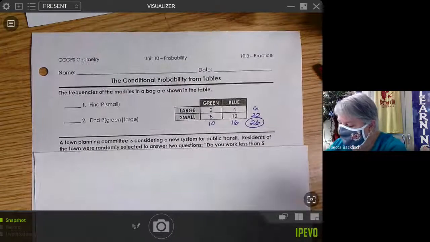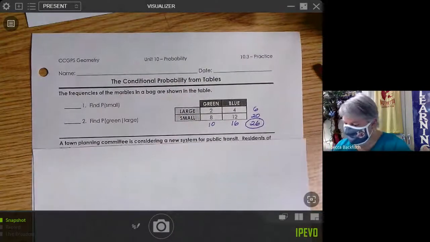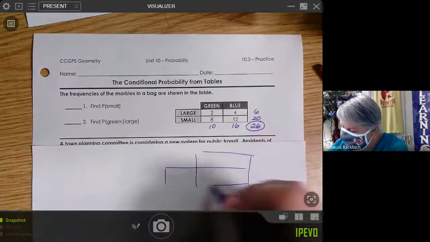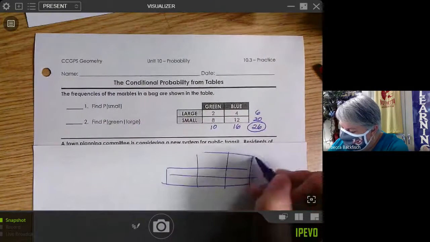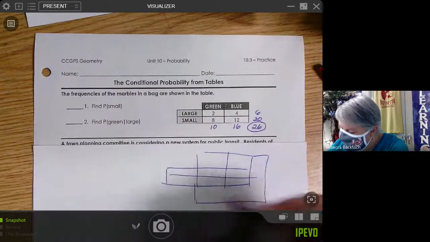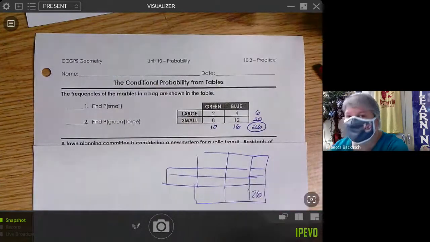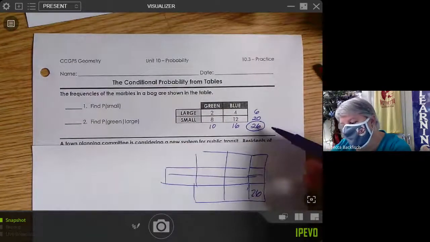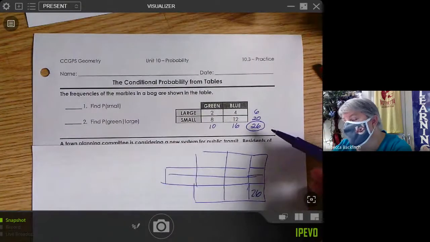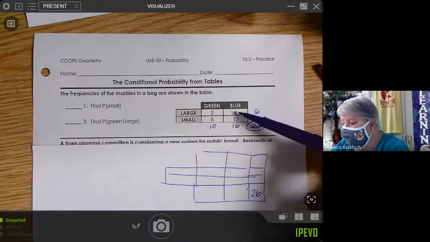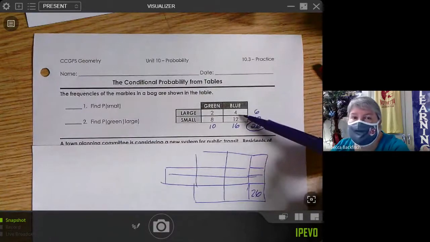And if you wanted to, you could extend the table so that you have boxes out there, and then 26 would go down here. But this is a frequency table because it's telling you how frequently you find that particular item. You find, you know, the frequency of blue larges is 4.